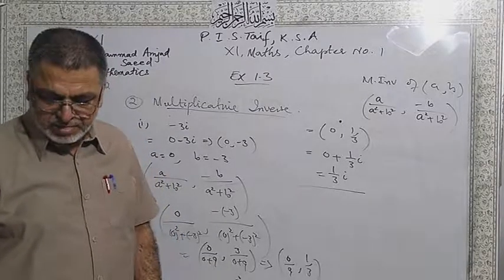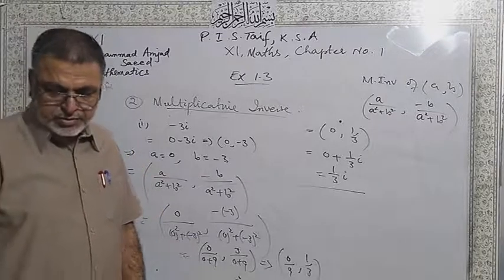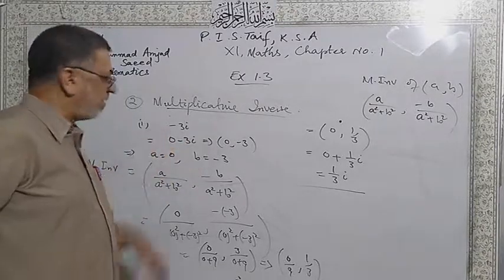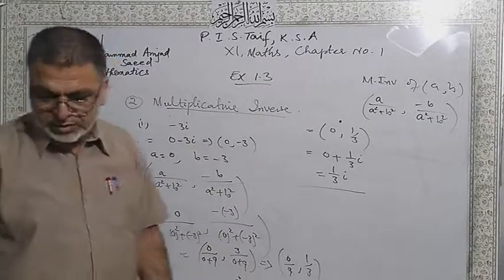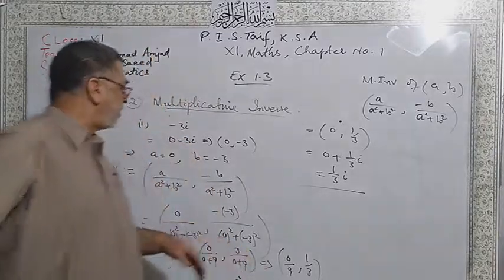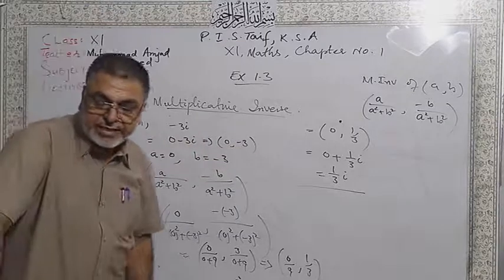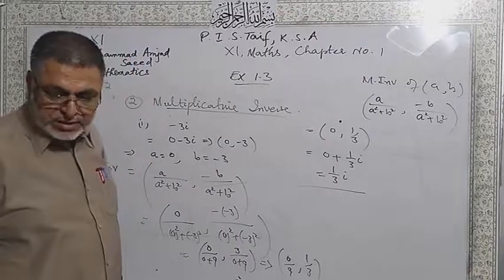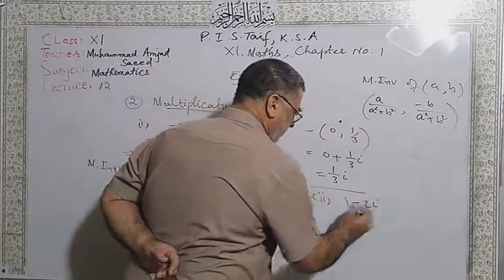After that, you have part numbers 1, 2 and 3. We did part number 1, and 2 and 3 are similar. Part number 4 is (1, 2), which is already given to you in ordered pair form, and you can apply the formula. But in the case of part numbers 2 and 3, first of all you will convert. For example, part number 2 is 1 minus 2 iota.